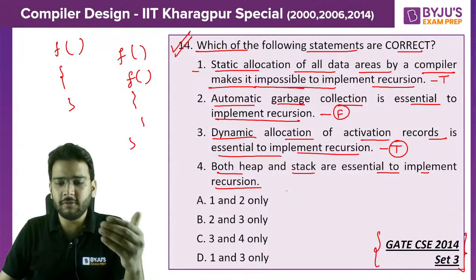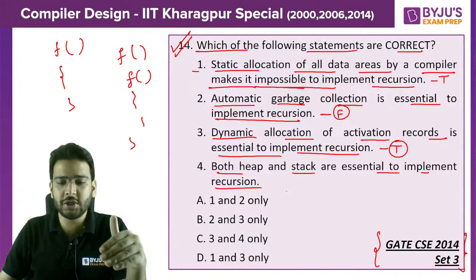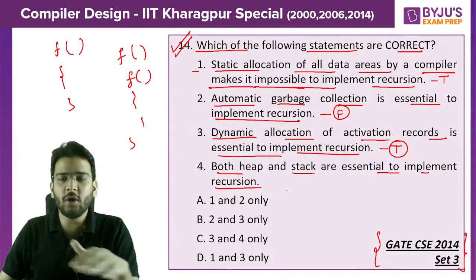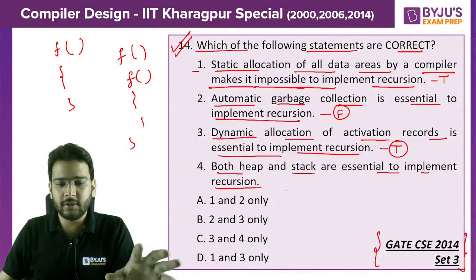We have to do it, right? It does not happen automatically. We have to use the free function to free all the dynamically allocated memory. Yes or no, everyone?